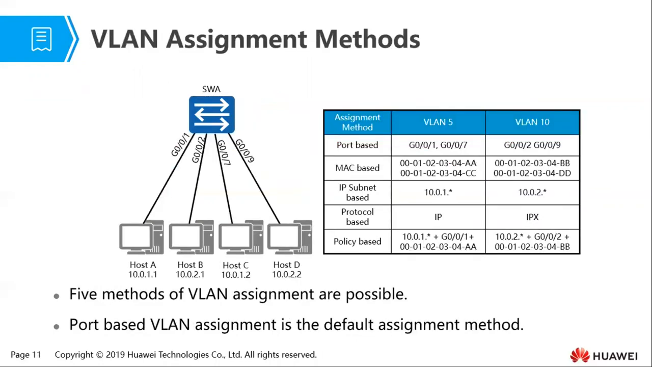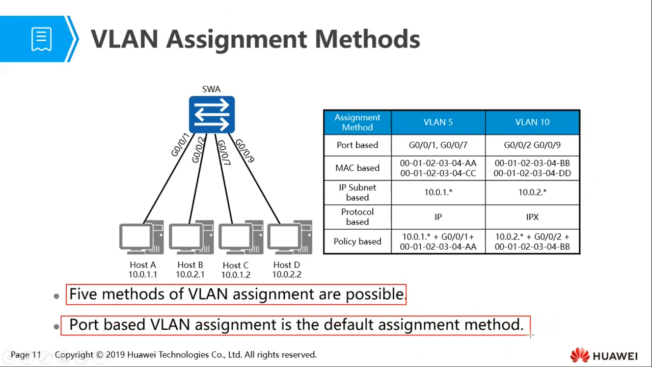Okay. So we have several ways in which we can assign end devices to VLANs. When we are configuring the VLANs on the switch, we have five methods that you can use. The default one is the very first one that we are learning about. It's called the port-based VLAN. Here, we simply add interfaces of the switch into specific VLANs. So on switch A, we've added port 001 and port 007 into VLAN 5. On the other hand, we have added port 002 and gigabit Ethernet 009 into VLAN 10. That is called port-based VLAN assignment.